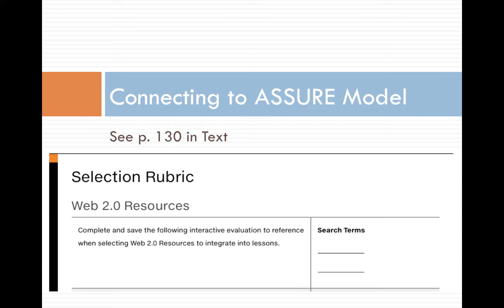If you go to page 130 in your text, you will see a selection rubric. This is just the top screenshot of it. It's much longer, much more in depth. It shows you how to select resources, and this is very much connected to the ASSURE model that we learned about in a previous chapter. You might want to mark this in your text or make a note for yourself to go back and look at this. So when you are selecting tools to use and figuring out whether this is a good, appropriate resource, this would be a great selection rubric to use.